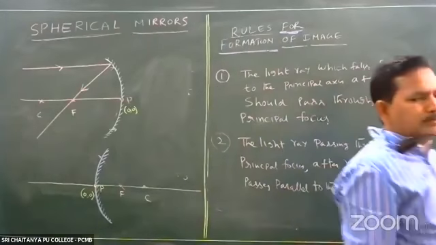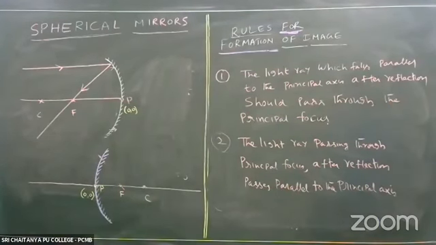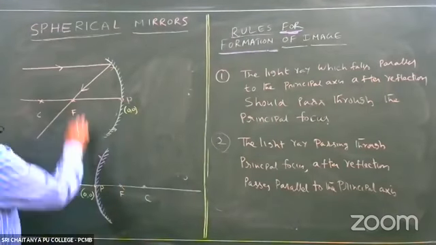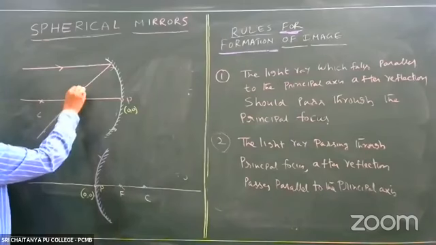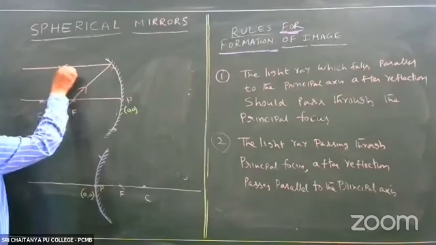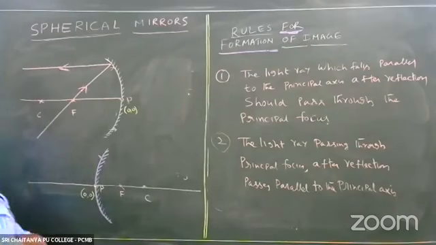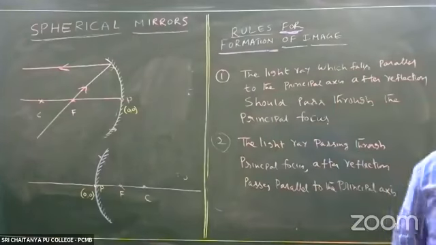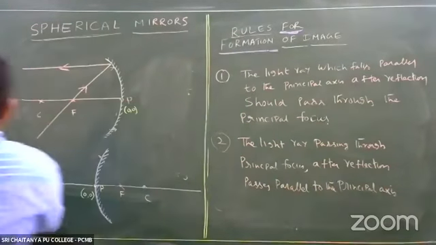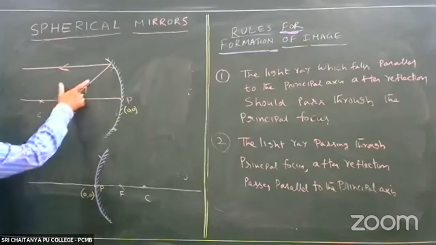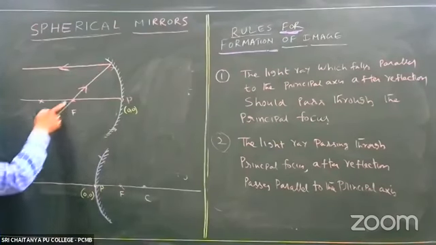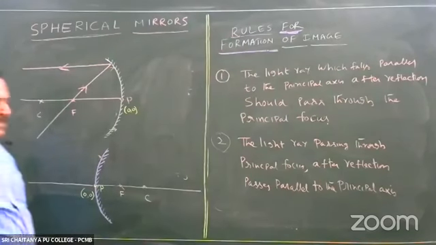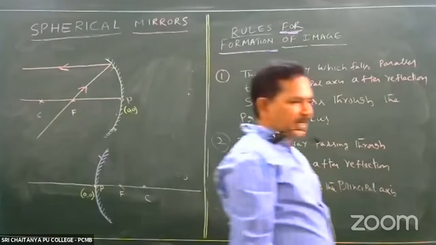Second rule for the formation of image. Easy for me. Second diagram: just reverse the arrow marks. This is the second diagram. If we see properly, the light ray falling onto the concave mirror, passing through the principal axis, after reflection, passes parallel to the principal axis.